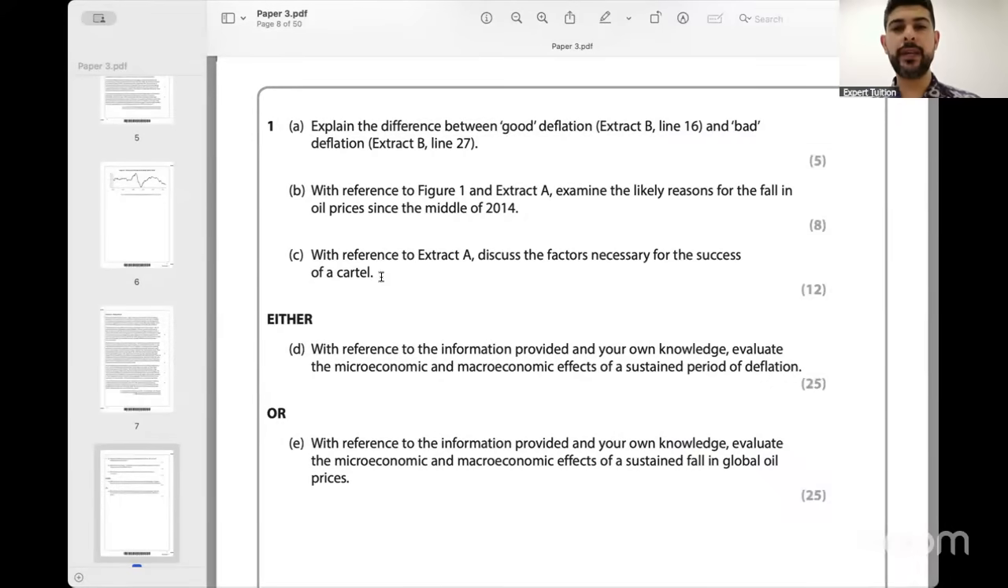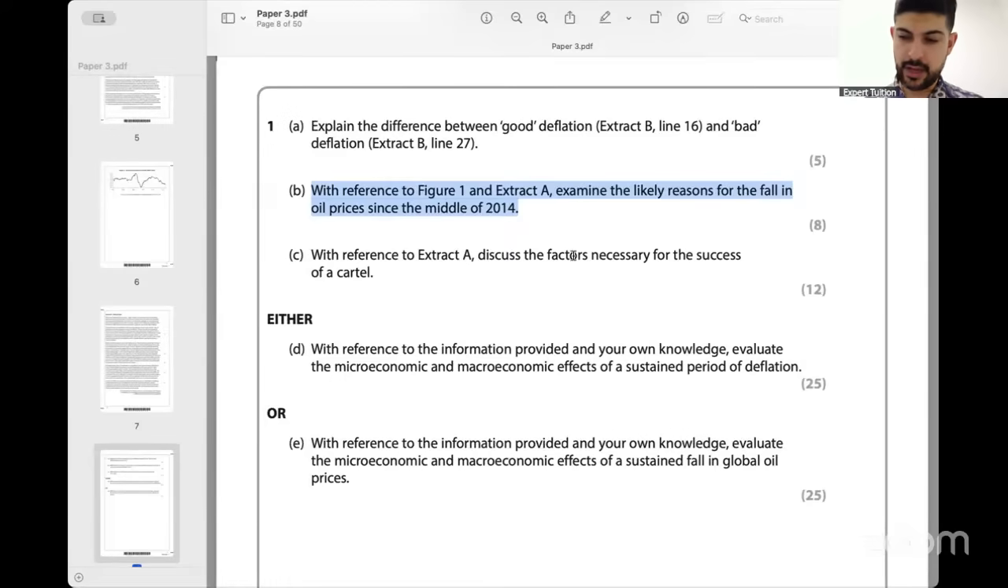I want to actually begin with the 8 marker, not the 12 or 25 marker. We will do one of the 25 markers in a second, but let's start with the 8 marker. The 8 marker says: with reference to figure 1 and extract A, examine the likely reasons for the fall in oil prices since the middle of 2014.